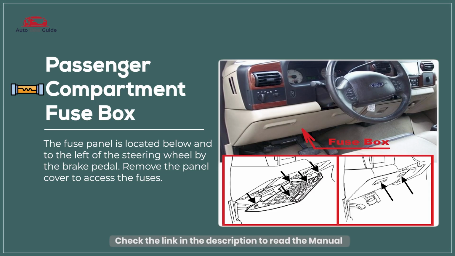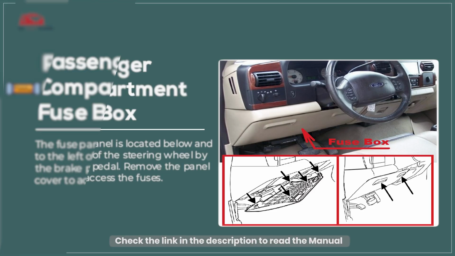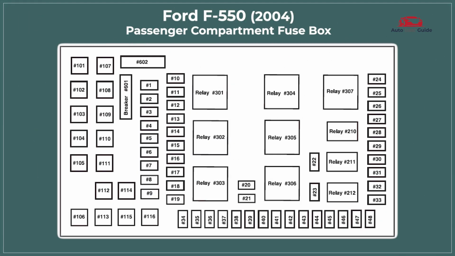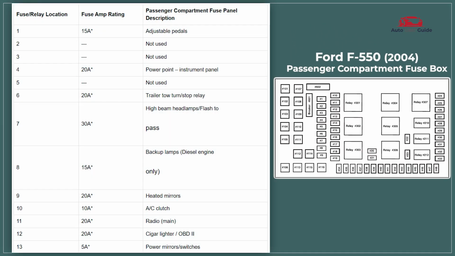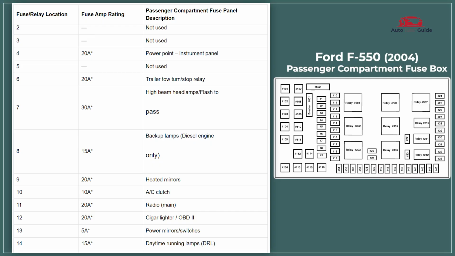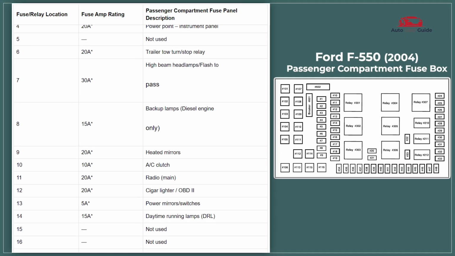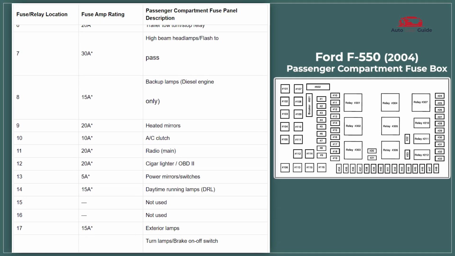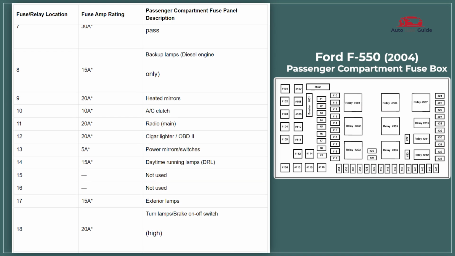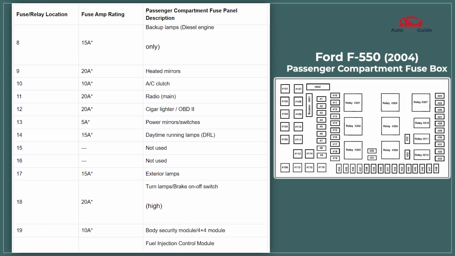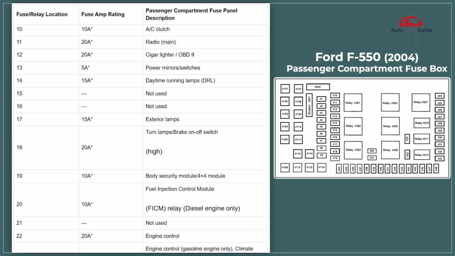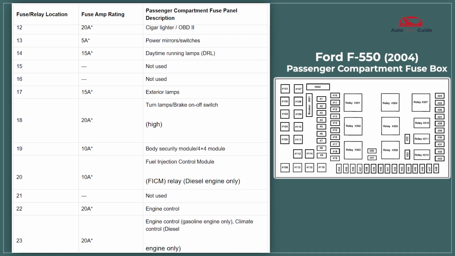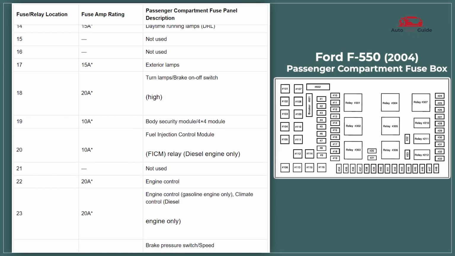Passenger compartment fuse box. The passenger compartment fuse box in the 2004 Ford F-550 houses fuses and relays that protect circuits for key interior components such as the instrument panel, power windows, radio, and interior lights. It ensures electrical safety by preventing overloads and short circuits. Each fuse is labeled for easy identification and replacement.